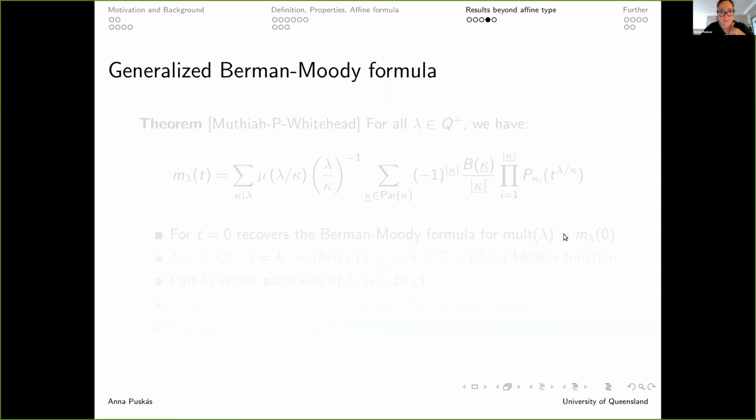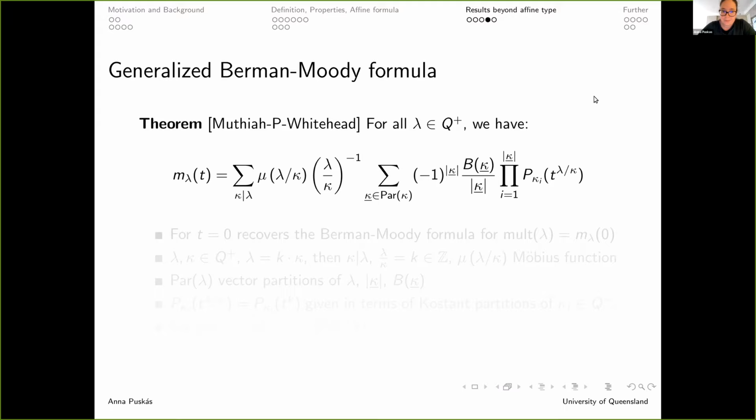Okay, so the next formula I want to say is going to look significantly less pleasant to look at. This is a generalized Berman-Moody formula. So again, if we set t to zero, this formula recovers Berman and Moody's formula for the multiplicity of lambda. So now I just want to remind you, in case denoting everything by m has interfered with understanding, that this m lambda t is the polynomial that collects the exponents of the product form of our correction factor m. Okay.